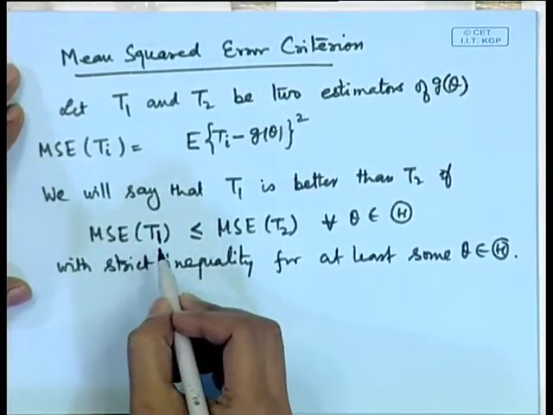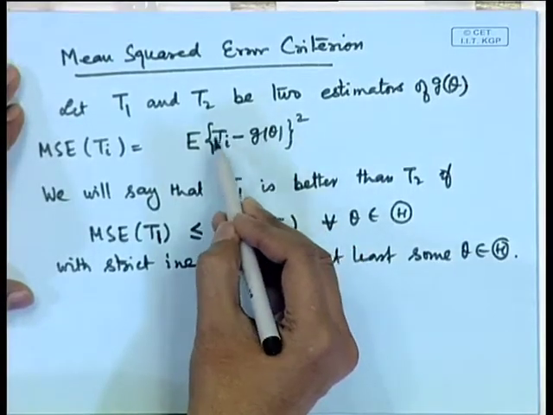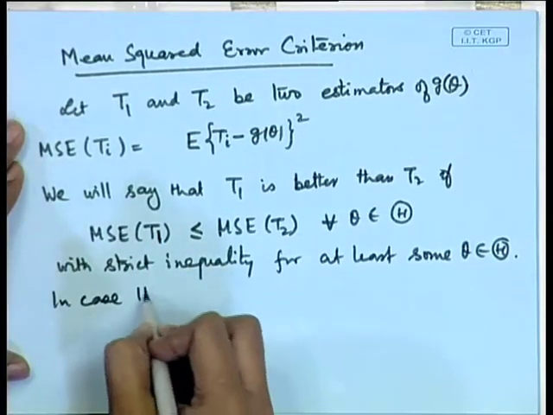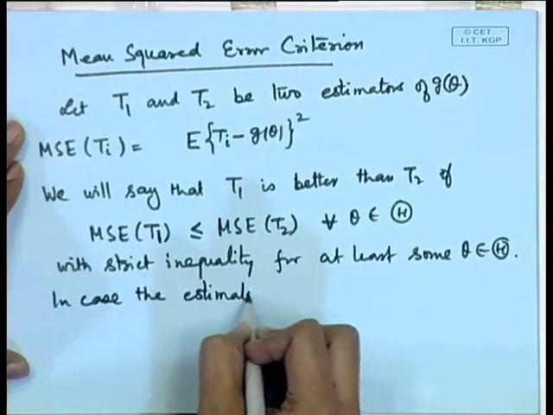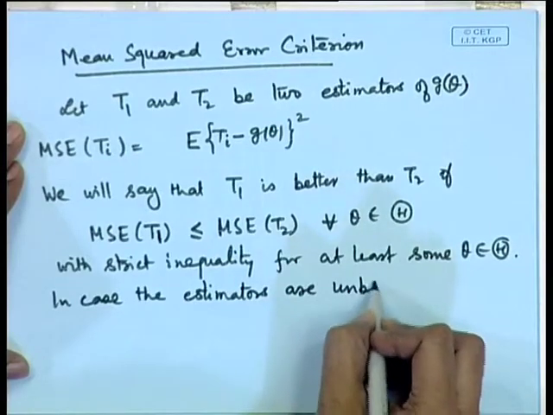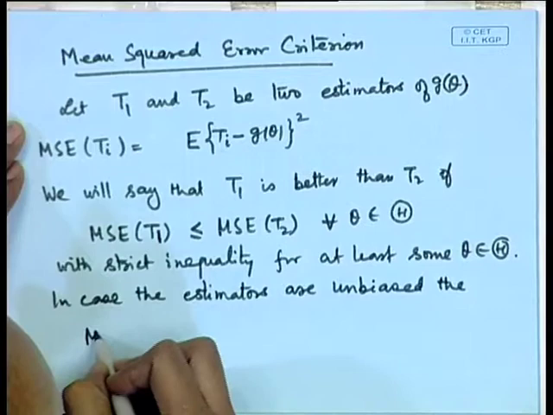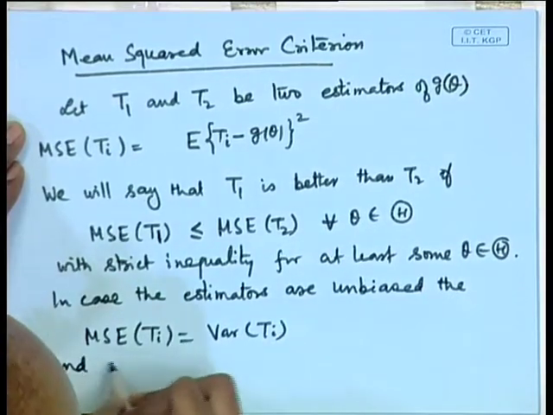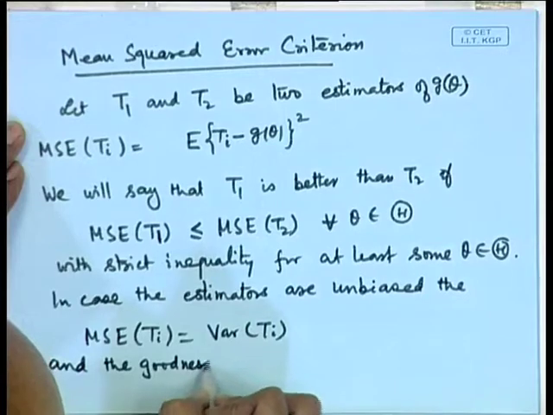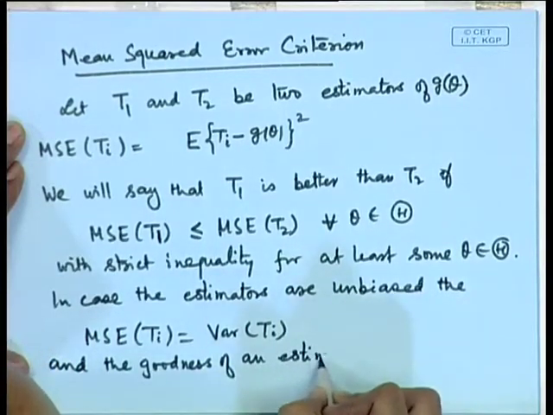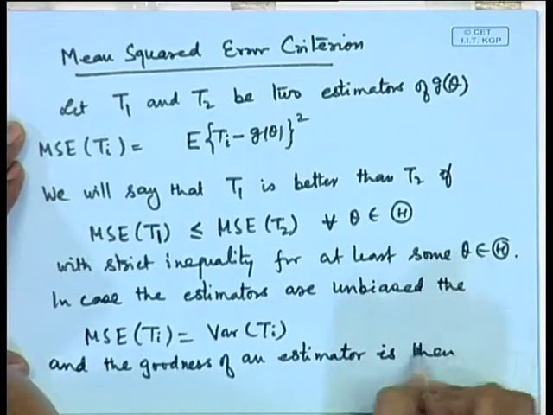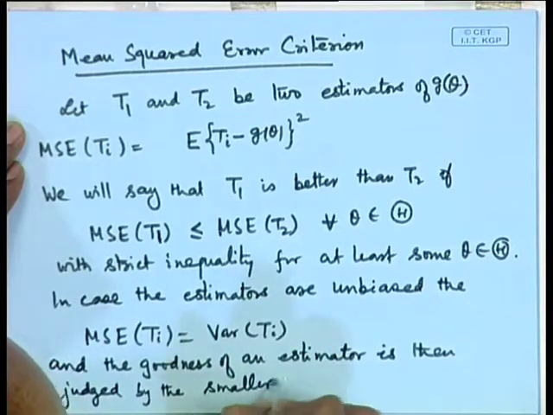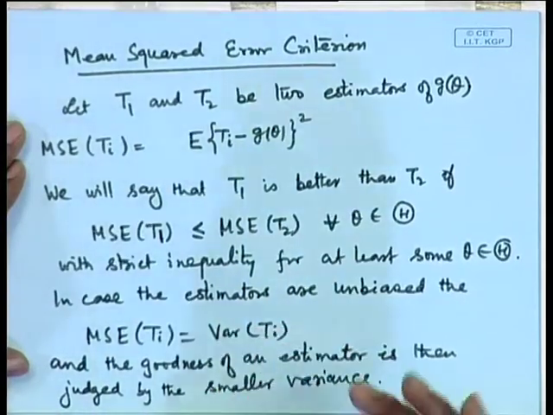Now, if the estimators are unbiased, suppose Ti is unbiased for g(theta), then this reduces to the variance of Ti. In case the estimators are unbiased, the mean squared error of Ti simply becomes the variance of Ti, and the goodness of an estimator is then judged by the smaller variance. That is, the smaller the variance, the better the estimator.